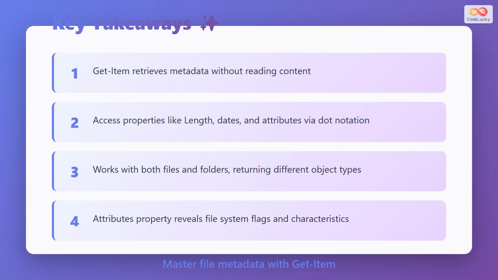Let's review the key points about Get-Item. First, Get-Item retrieves metadata without reading the actual content of files, making it efficient for inspecting item properties. Second, you access properties like Length, dates, and attributes using dot notation after storing the item in a variable. Third, Get-Item works with both files and folders, but they return different object types with different available properties. Fourth, the Attributes property reveals important file system flags and characteristics that affect how items behave. By mastering Get-Item, you gain powerful capabilities for examining and working with file system metadata in PowerShell.